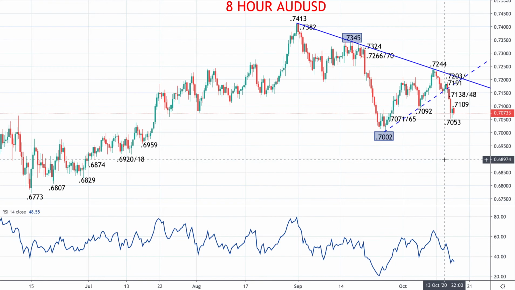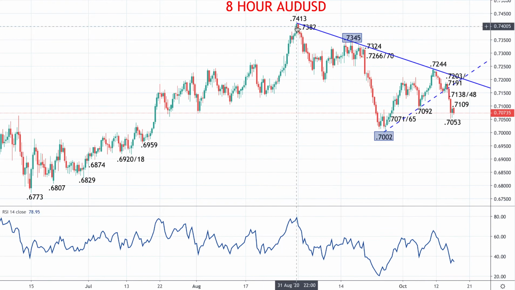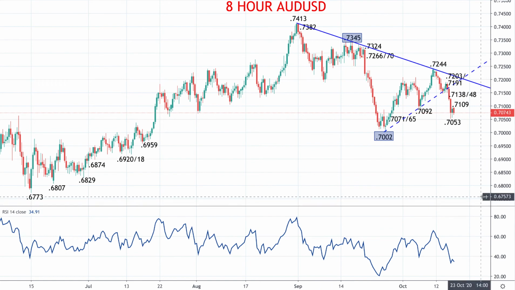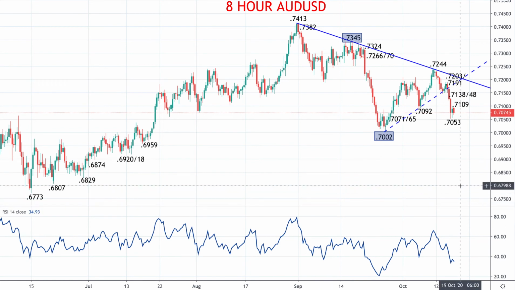Now a breakdown through there would then re-energize this whole bearish theme that we saw through September, and we could see a much deeper move lower going into the second half of October.